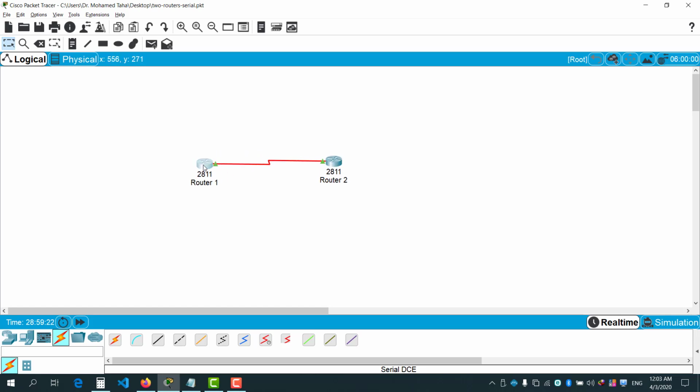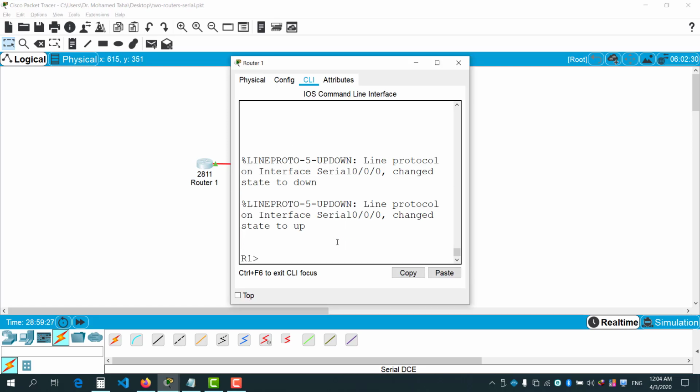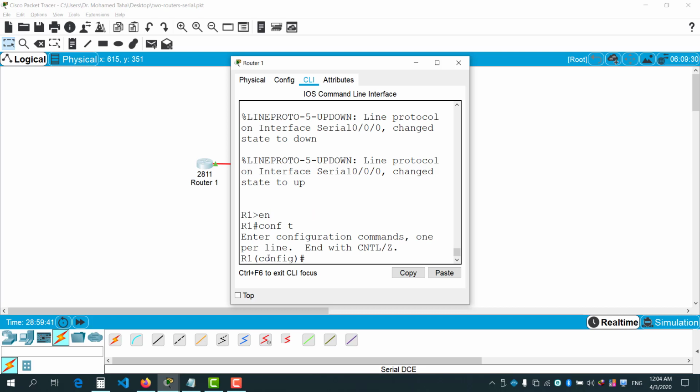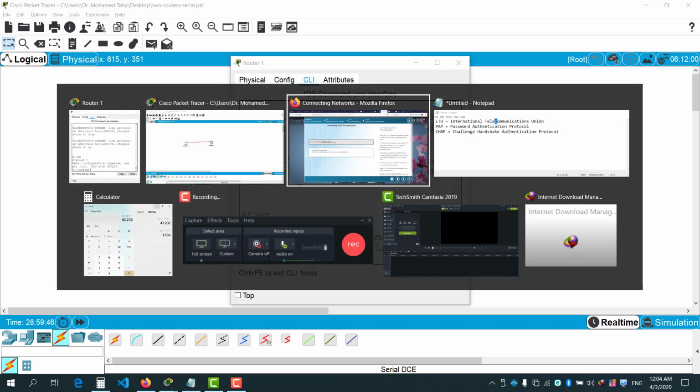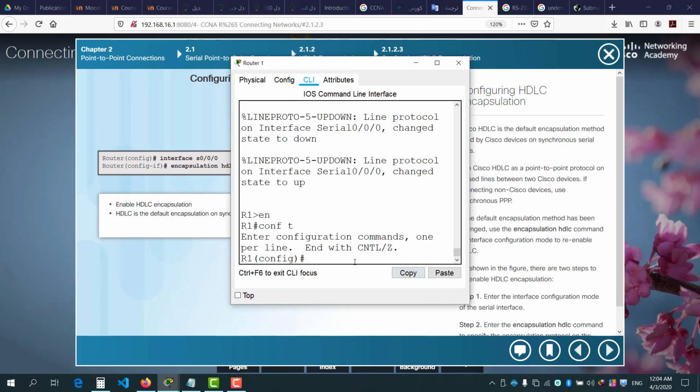طبعا لو انا على الباكت تريسر اهوت زي ما انتم شايفين دي التو راوترز، ده اللي هو الموديل 2811. اوكي, so if we double click on that router, okay, this is the first mode, user exec mode. Okay, I'll write enable هنا. I'll transfer to the other mode, then conf t, configuration terminal. So I'm now in the configuration terminal mode, so I'll execute the commands here. As you can see, I must first enter the interface serial 0/0/0. Okay, so I'll write interface 0 slash 0 slash 0.